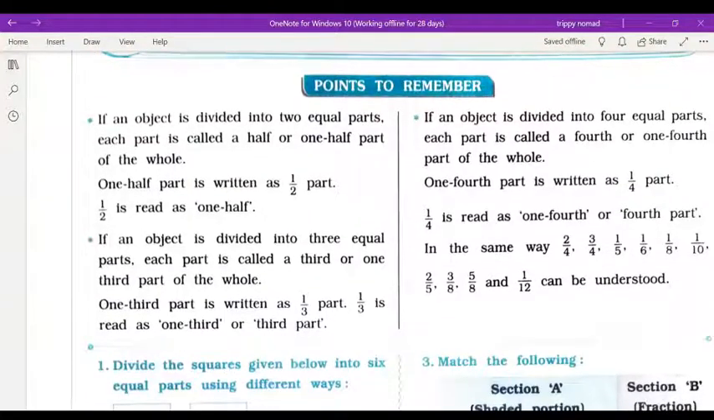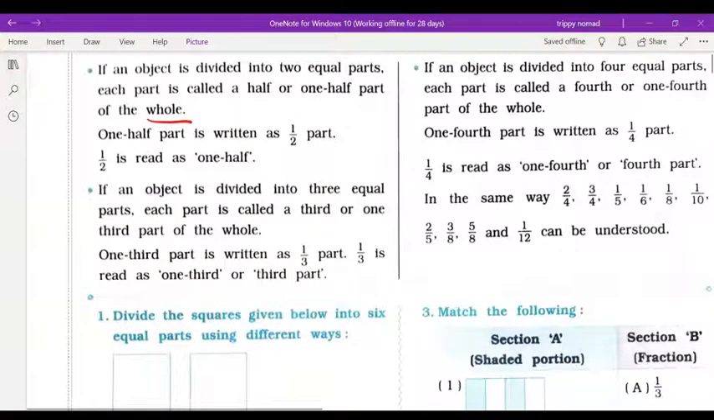That means if an object is divided into two equal parts, each part is called half or one half part of the whole. I hope you understood. Suppose you have taken one chocolate and you want to divide it into two equal parts, so one part will be called half or one half part of that. This will be read as one half or 1 by 2 part.